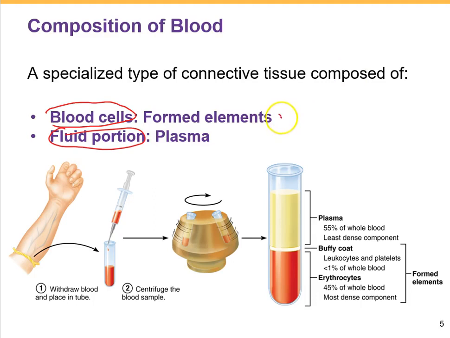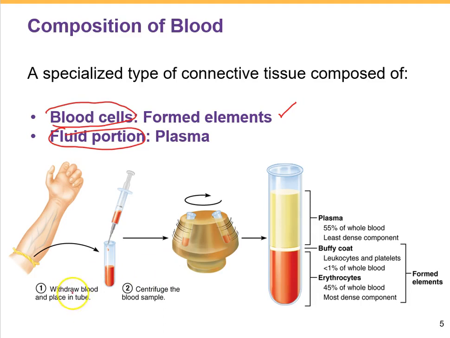We call the cellular part of the blood formed elements, which includes erythrocytes or red blood cells, white blood cells or leukocytes, and platelets or thrombocytes, and each type of blood cell has its own specific job. And then the fluid portion of the blood is called plasma, which is mostly made up of water but also contains different proteins, electrolytes, nutrients, hormones, and waste products.